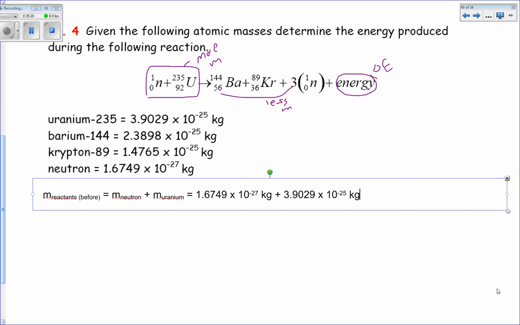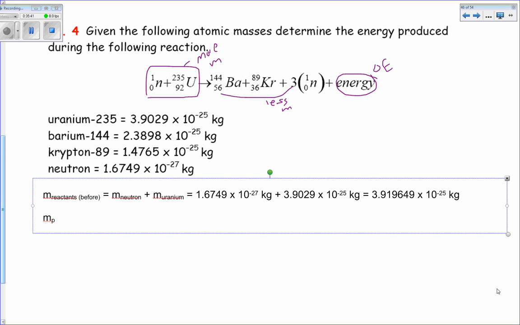Again, those of you that have taken Science 30, you did this in Science 30. Okay, and that equals 3.919649. So notice the number of decimal places I'm taking it to. Times 10 to the negative 25 kilograms.